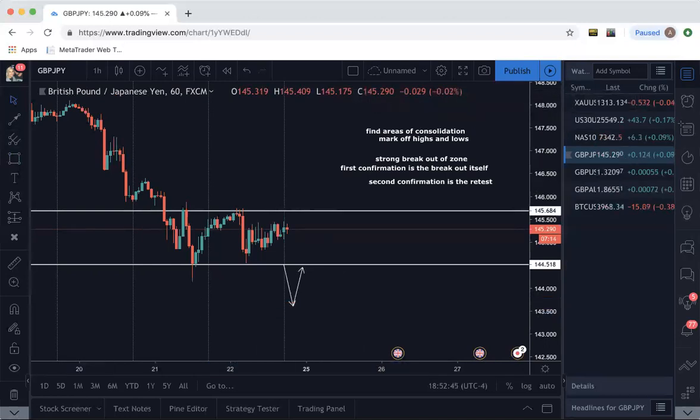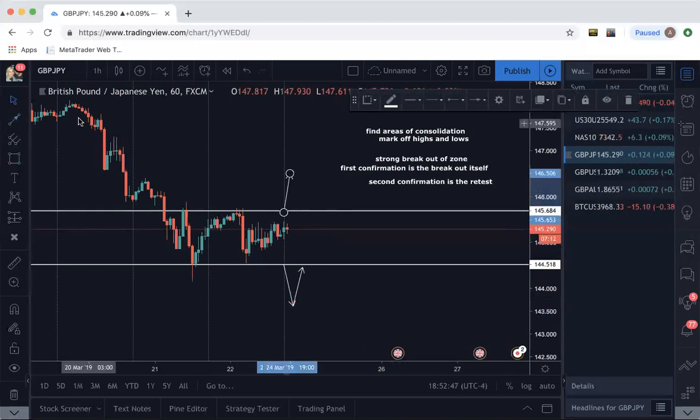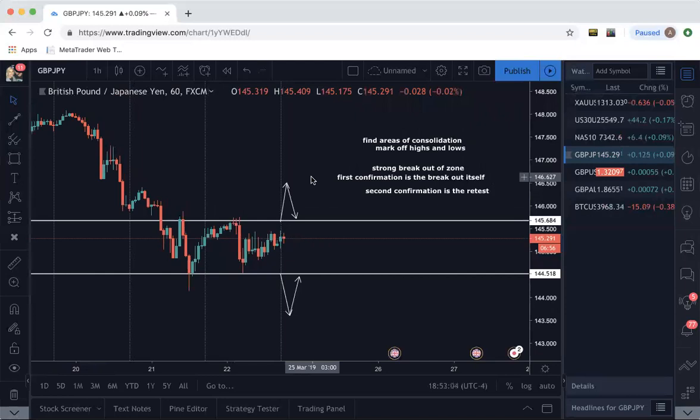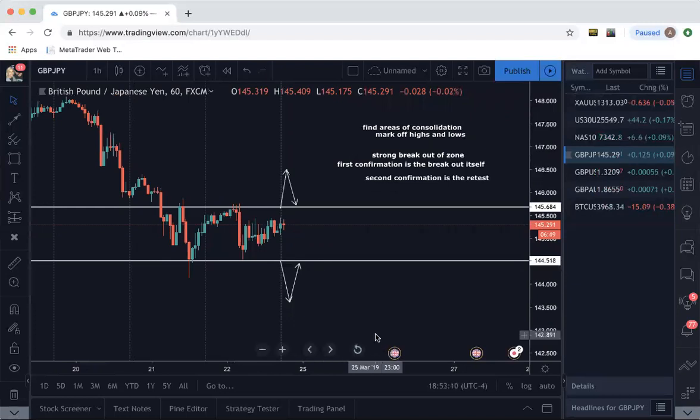Same thing upside. Break. If it retests and we see multiple candles reject, obviously even more confirmation would be bullish dojis. If we broke out bullish and we retest and start printing a lot of bullish dojis, that's amazing confirmation. Same thing here. If we break and we retest and we start seeing bearish dojis forming, there's more confirmation.